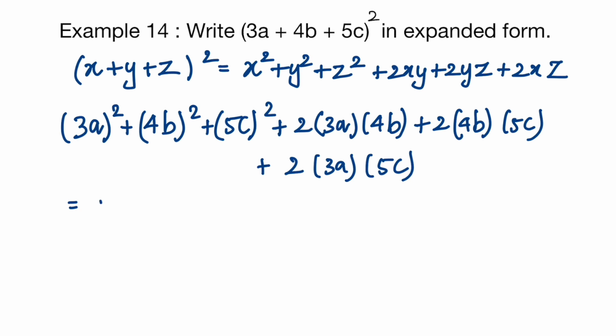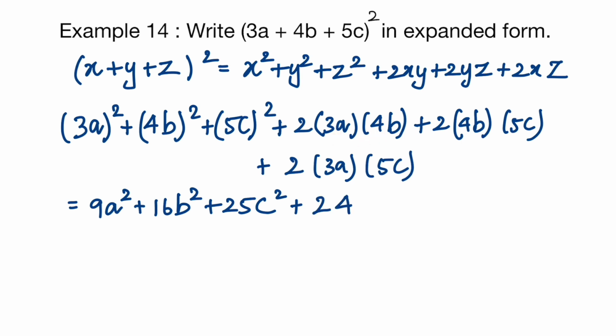So 3a the whole squared is 9a squared, plus 4b the whole squared is 16b squared, plus 5c the whole squared is equal to 25c squared, plus 2 into, here we have 2 into 3 into 4. 2 into 3 is 6, 6 times 4 is 24.